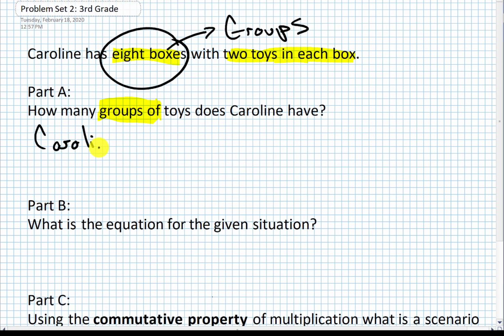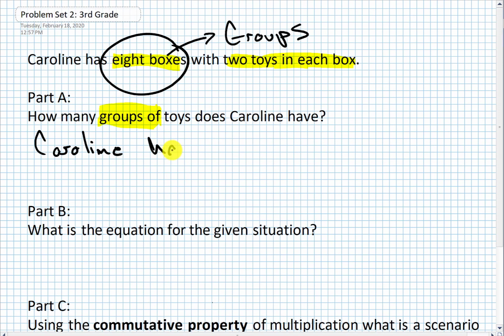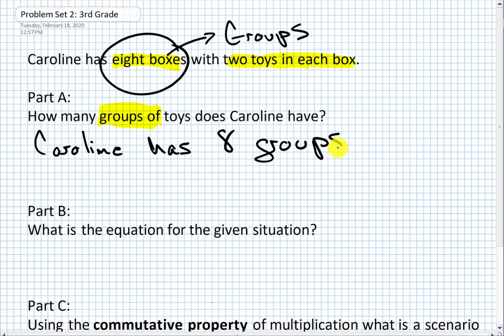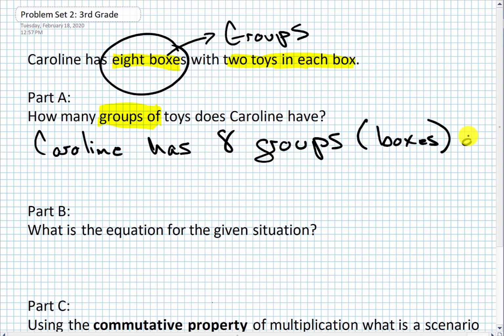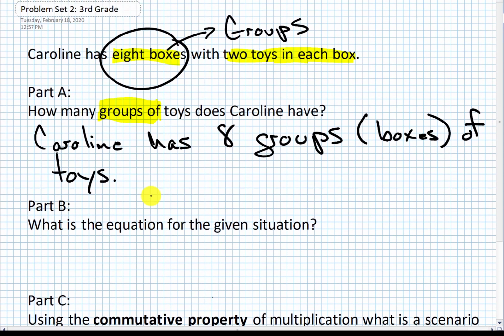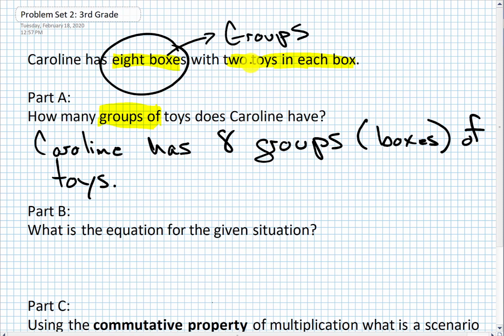Caroline, and excuse my handwriting, has 8 groups or boxes of toys. Okay, pretty straightforward. But I'm going to go ahead and draw a picture to represent this situation. It may be helpful to us later. So let's just go ahead and draw what that looks like.